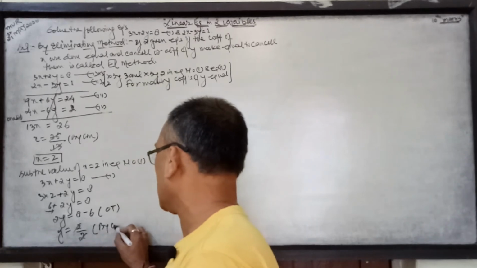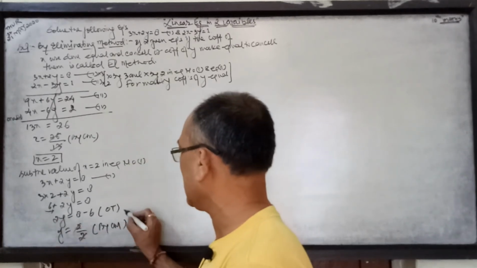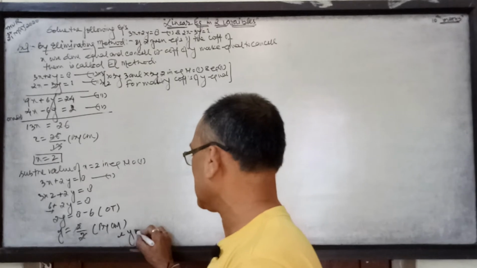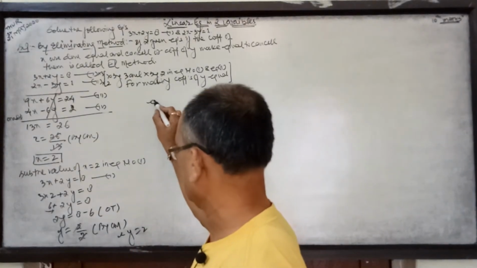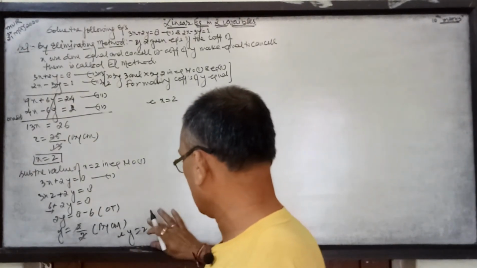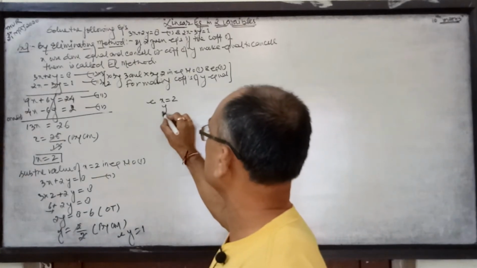By cross multiplication, I have taken the coefficient here, so therefore y is equal to 1. x is equal to 2 and y is equal to 1.